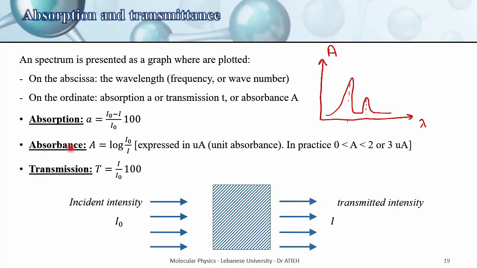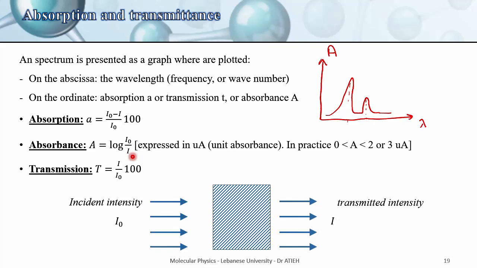The absorbance is defined as A equals log I0 over I. I0 again is the incident intensity and I is the transmitted intensity. So you can see that I0 and I have the same unit, so for sure I0 over I has no unit. Either we can say that A has no unit, or sometimes in some books it's expressed in UA, or unit absorbance. Both are correct. We can either consider it unitless or take UA as a common unit for the absorbance. So this is the absorbance.